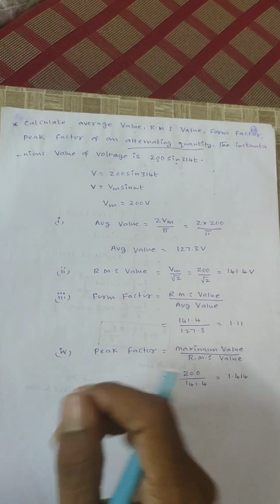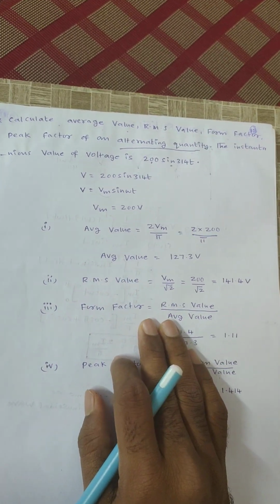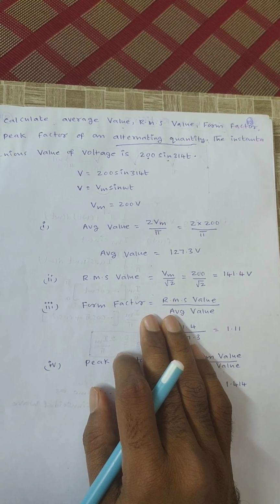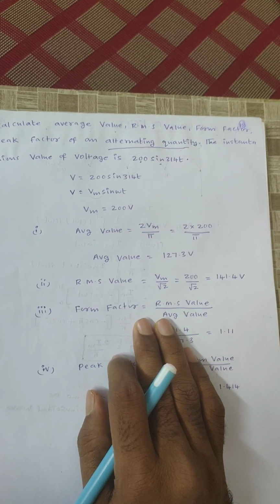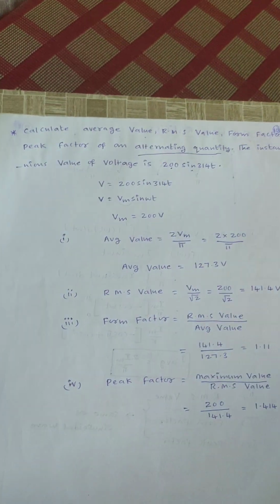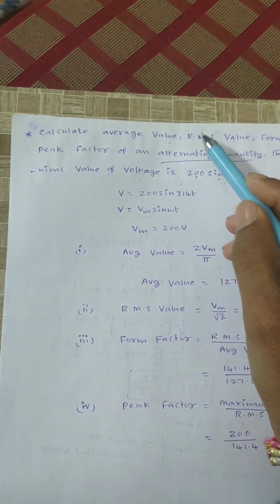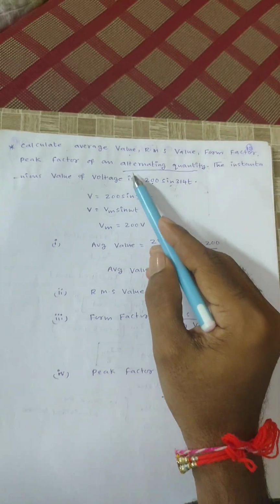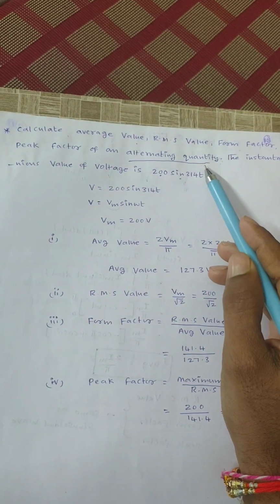Good morning all. Now I am going to explain some numerical problems on series resistor, series inductor and series capacitor when it is connected to AC voltage. First problem: calculate average value, RMS value, form factor, peak factor of an alternating quantity.